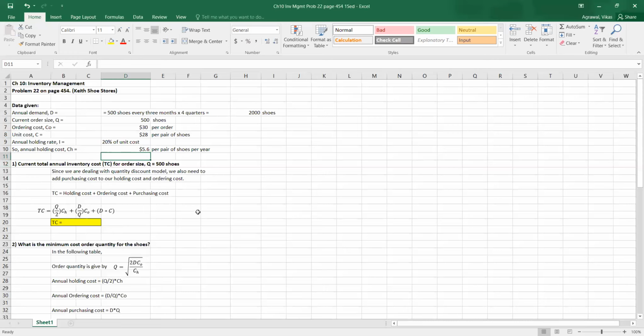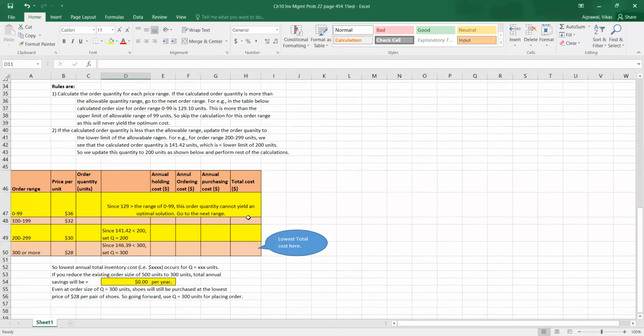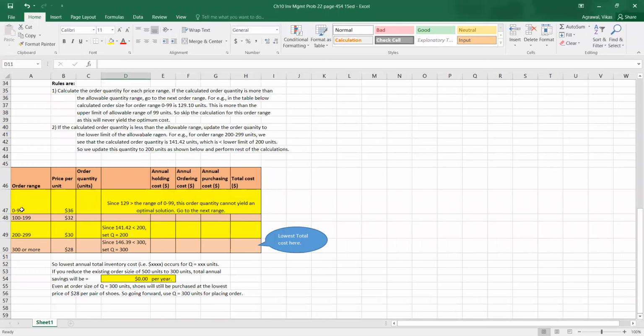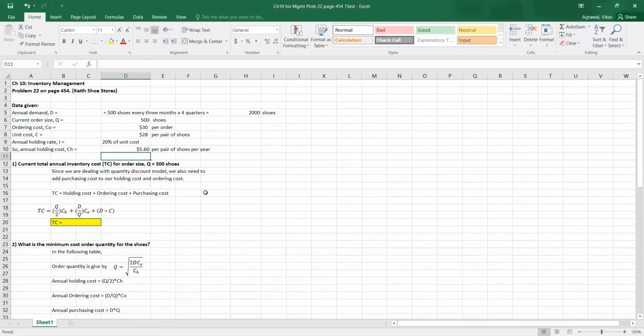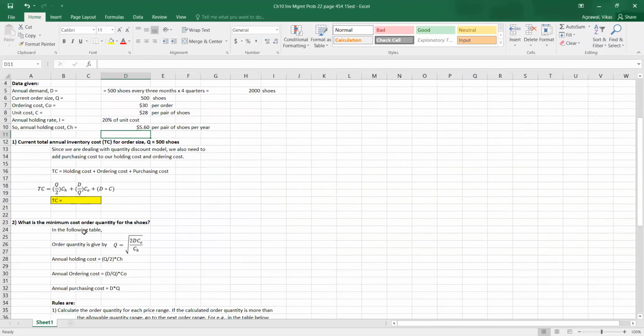Now, one thing you need to understand is that the inventory discount model works on the principle of discounting, which means the more you buy, the less you pay. For example, if you buy less than or equal to 99 pairs of shoes, per pair of shoes you're going to pay $36. But if you buy anywhere between 100 to 199, that unit cost will go down to $32. And if you buy between 200 and 299, unit cost is going to go down further to $30. And if you buy more than 300, the unit cost will go down to $28. So as you know, right now they are buying 500 shoes every order, and that's more than 300, and that's why they're paying $28 right now.